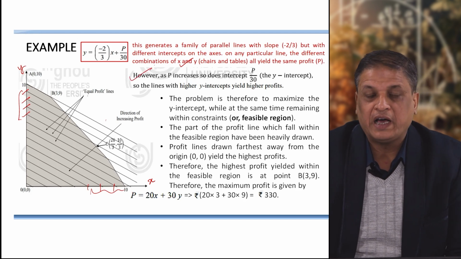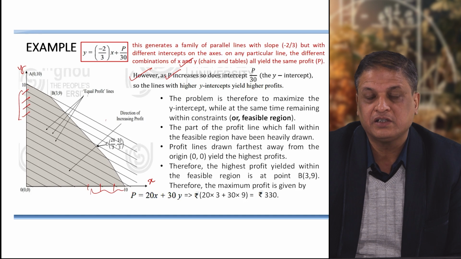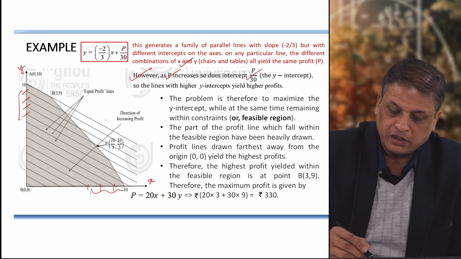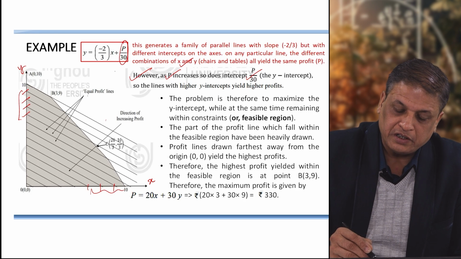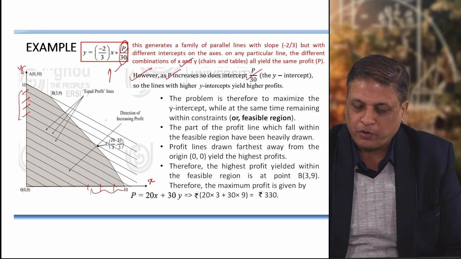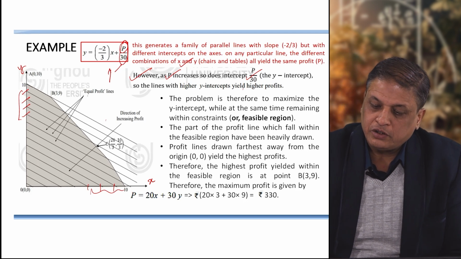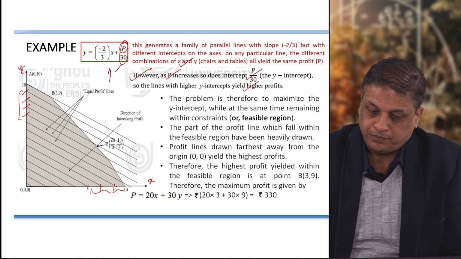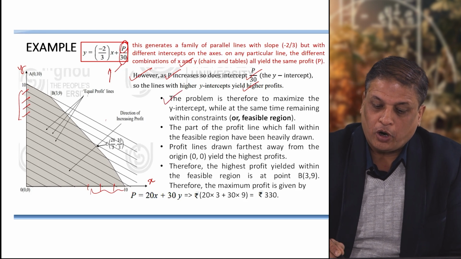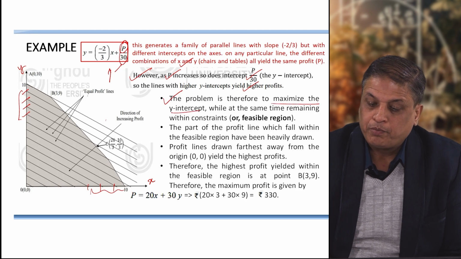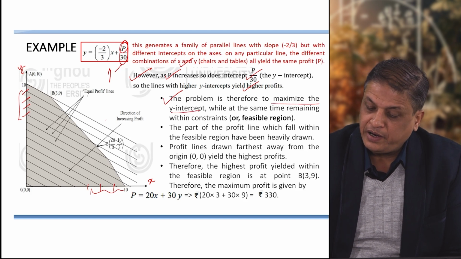As the value of p increases, the intercept p by 30 also increases. This is the intercept. As this intercept increases, the profit will increase, and our objective is to maximize the profit. So a higher value of the y intercept yields higher profits. So the problem now resolves to maximizing the y intercept.